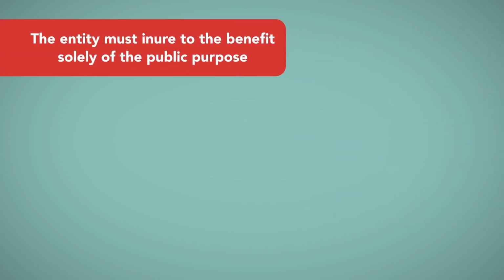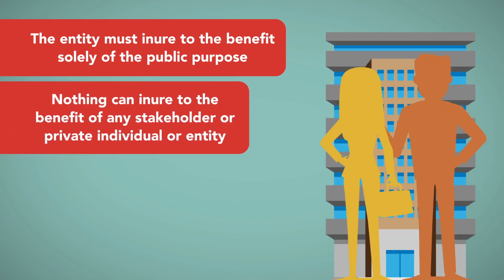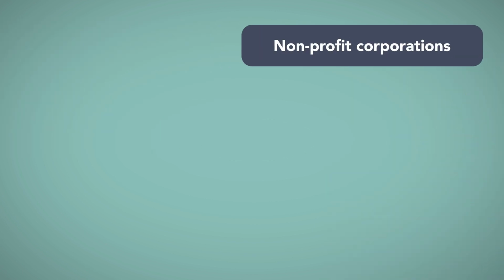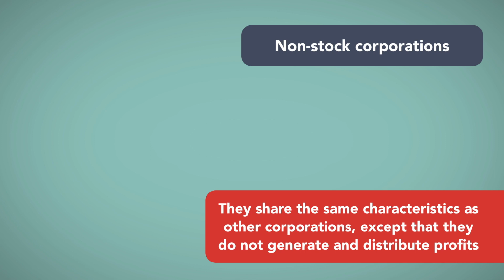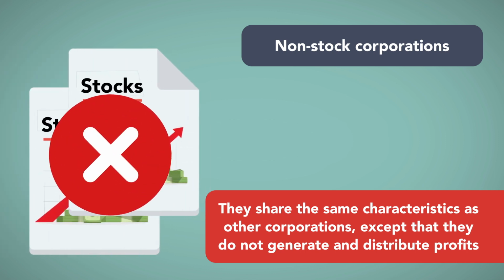In all cases, the entity must inure to the benefit solely of the public purpose, and nothing can inure to the benefit of any stakeholder or private individual or entity. Nonprofit corporations are sometimes referred to as non-stock corporations because they share the same characteristics as other corporations, except that they do not generate and distribute profits.